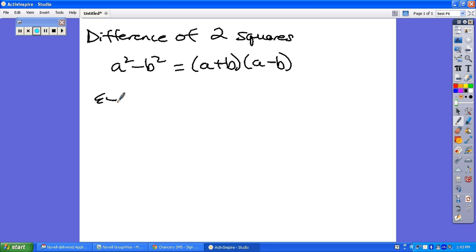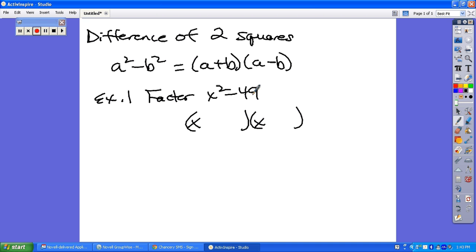So we're going to start with example 1, and we are going to factor x squared minus 49. And we're going to break up two parentheses. X squared factors into x and x. 49 factors into 7 and 7 because it's a perfect square. And this says that they're different, so one gets a plus and one gets a minus. That's really all there is to this one.